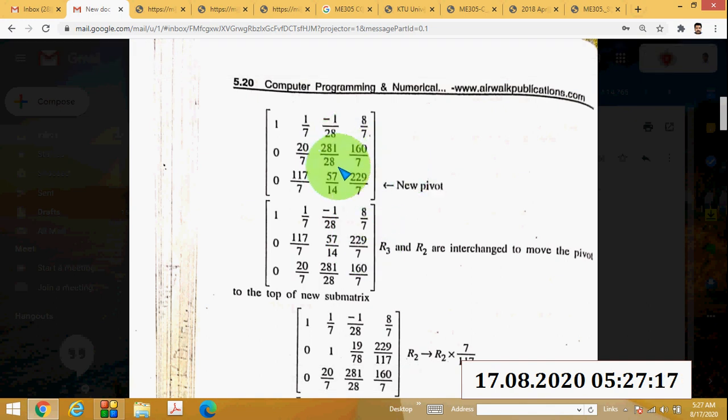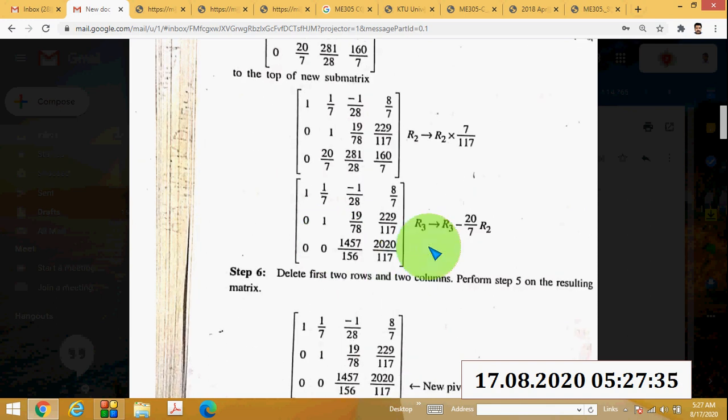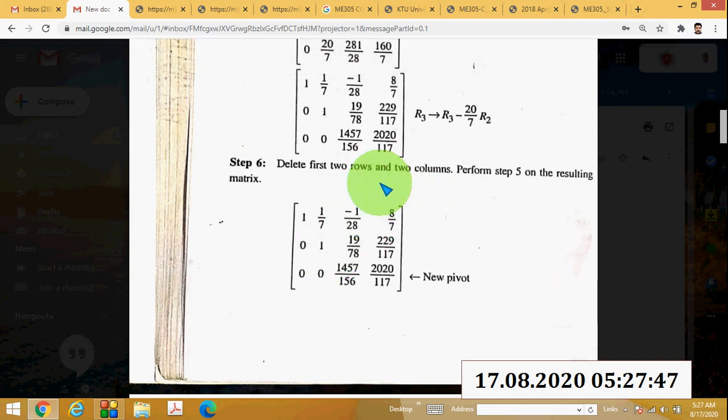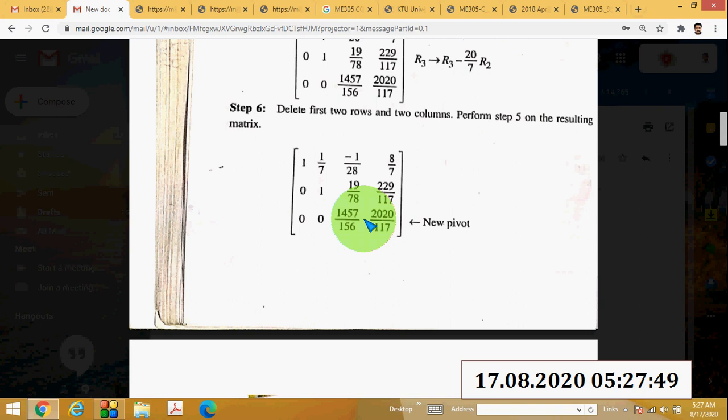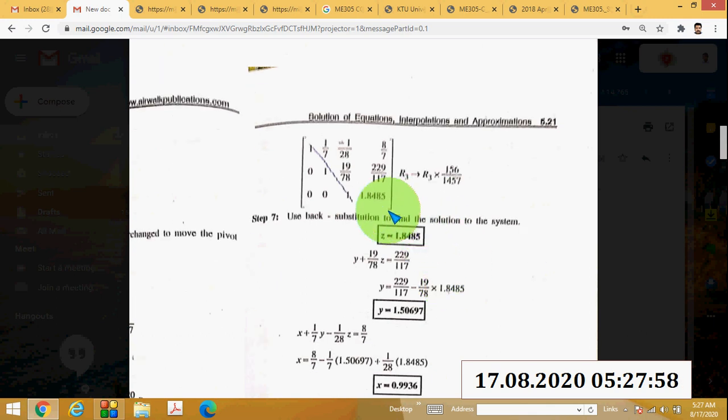Then here you can see I will interchange R3 and R2. Then I will apply R2 tends to R2 multiplied by 7 by 117, so now this term becomes 1. Next is R3 tends to R3 minus 20 by 7 R2, so this becomes 0. Then R3 tends to R3 multiplied by 156 by 1457.